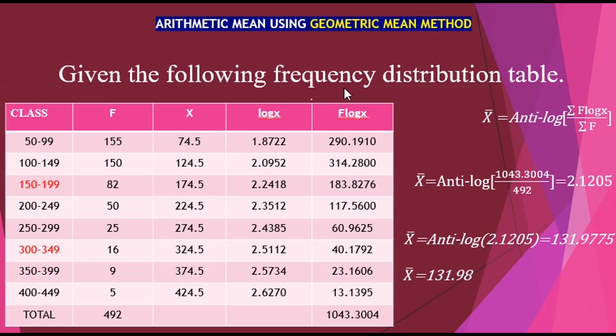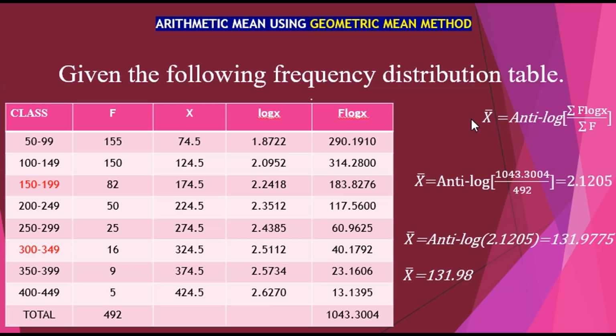After multiplying f log x together, we sum everything together: 290.1910 plus 314.2800 up to this last number, 13.1395. It gave us this total sum, 1043.3004. Therefore, by applying the formula for the geometric mean, this is the formula.